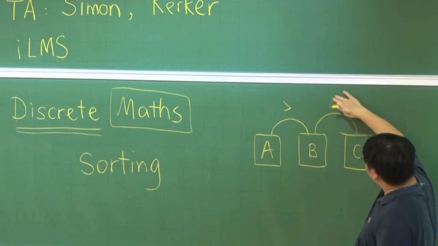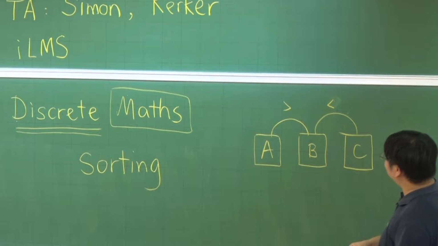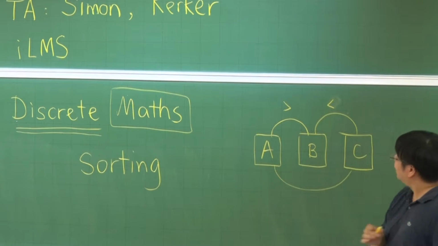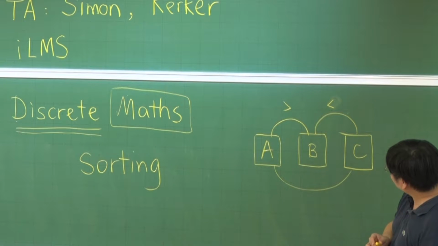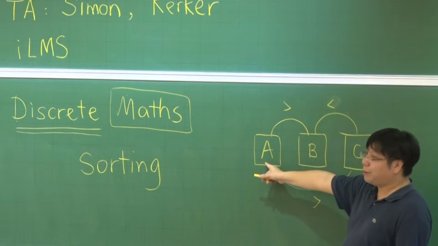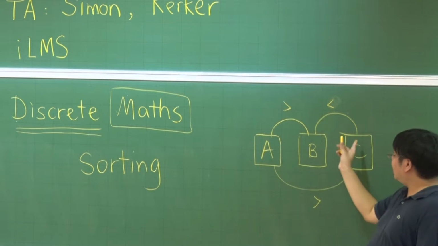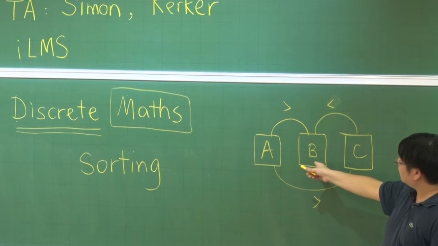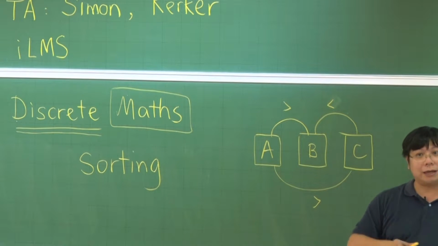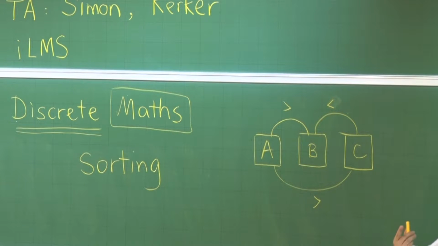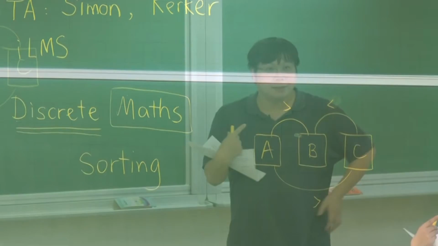But on a bad day, maybe B is smaller than C. Then what should we do? Then in that case, we compare A and C. Maybe A is greater. Then we know that A will be the greatest number because it is greater than any other 2 numbers. And then C is the middle one, and B is the smallest one. It works. So this is a method that we can sort 3 numbers.